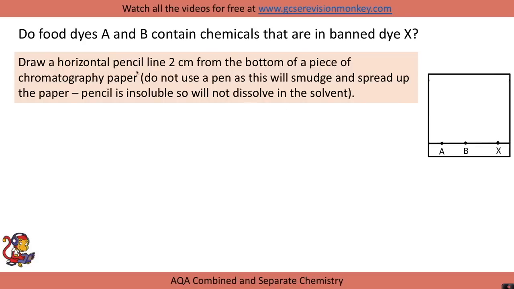What you need to do to start off with is draw a horizontal pencil line around 2 centimetres from the bottom of a piece of chromatography paper. Do not use pen as this will smudge and spread up the paper. Pencil is insoluble so will not dissolve in the solvent. So this line here that we draw on must be drawn in pencil.